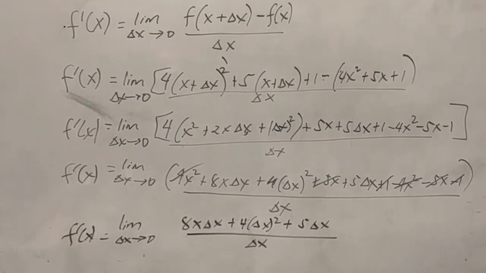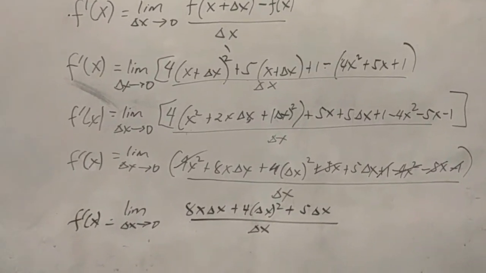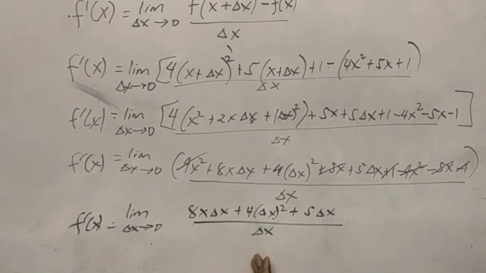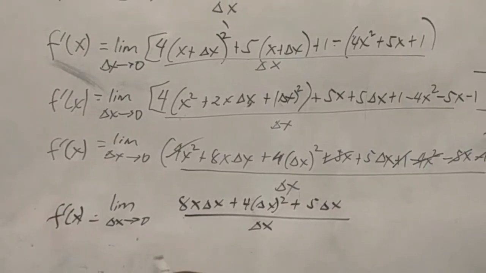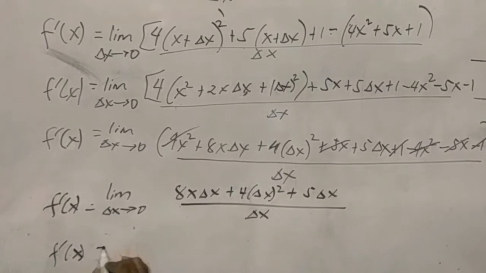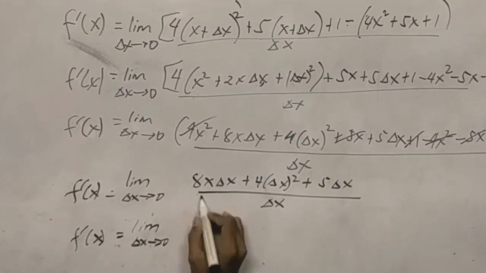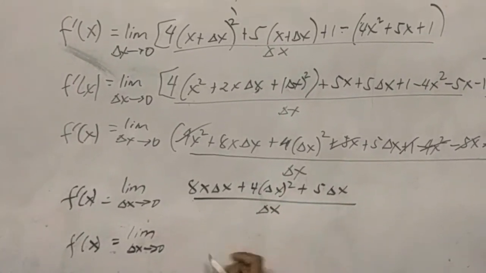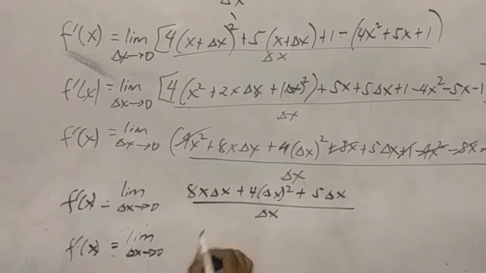What is the next one? Okay. What we will do is, we take out the delta x. Let's take out the delta x. f prime of x, limit as delta x approaches 0. So, let's take out the delta x. Right, they have a common delta x, by factoring. We have delta x.